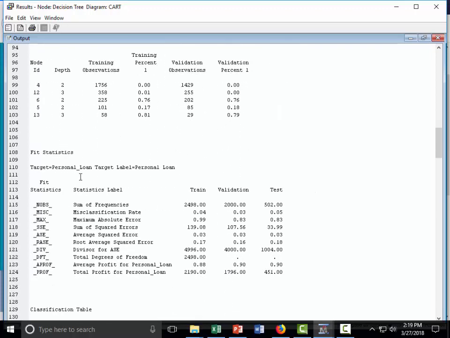And here we have the statistics for train, validation, and the test data set. So here is the misclassification rate, and the sum of squared error, and then total profit. So the total profit, okay, where does this come from? How is the total profit calculated? Based on the decision weights that we entered. Okay.